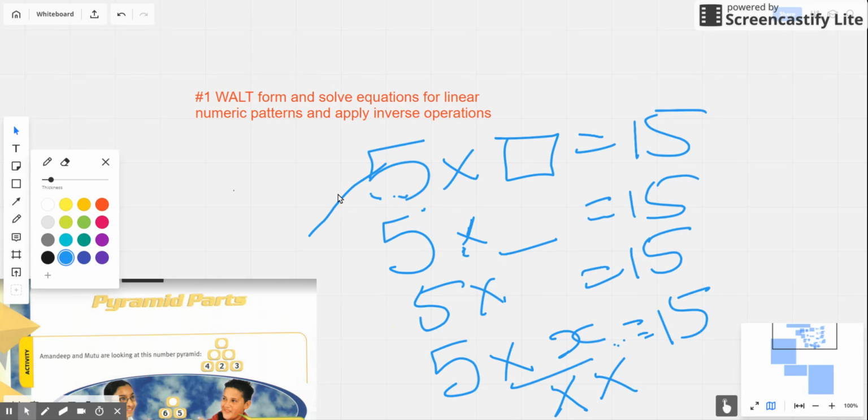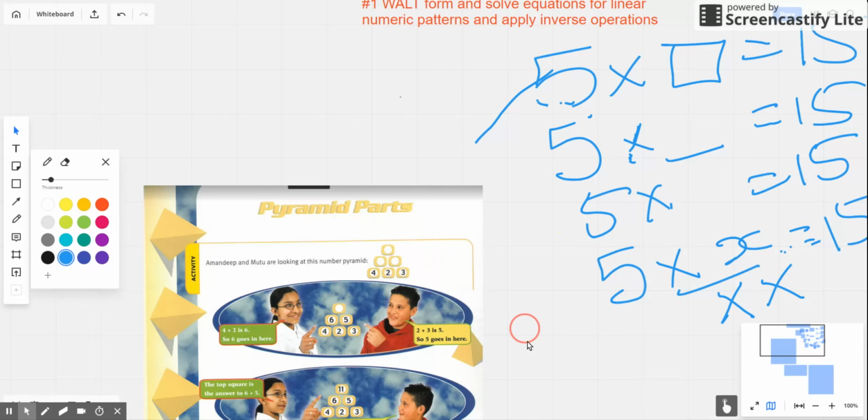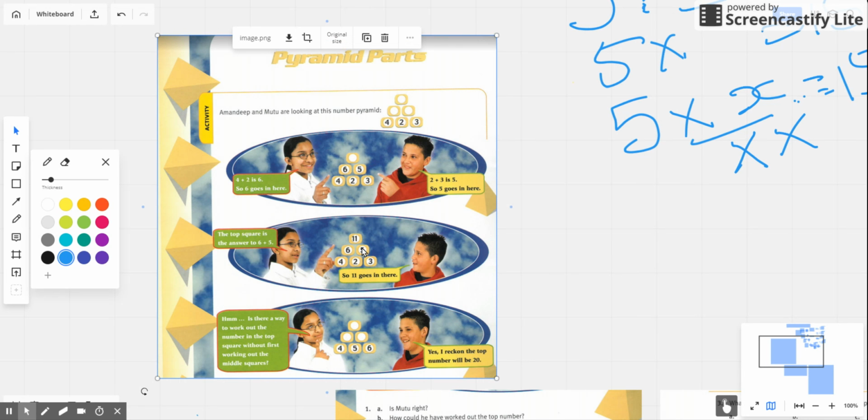Now, what we're going to look at is solving some of these patterns. So the first one here is a basic pyramid. The whole way that the pyramid works is that Amandeep and Mutu are looking at this number pyramid here, and they're trying to find the next lines. They're looking at 4 plus 2 equals 6, which is this number here, and then 2 plus 3 equals 5, which is that number there. So they've each found one. And then they're looking at 6 plus 5 equals 11.